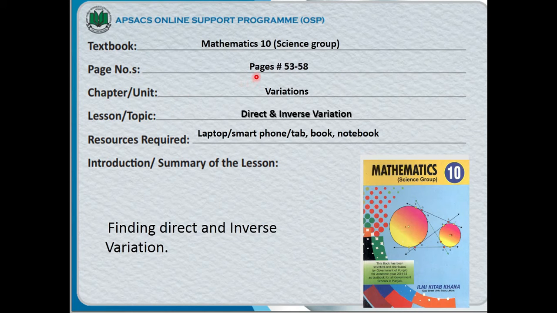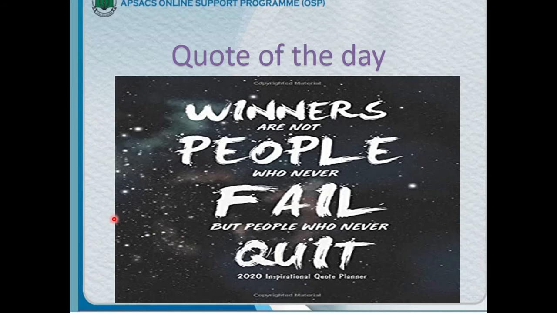We will cover pages 53 till 58. Summary of the lesson. We will find out direct and inverse variation. Also we will discuss different types of proportions.